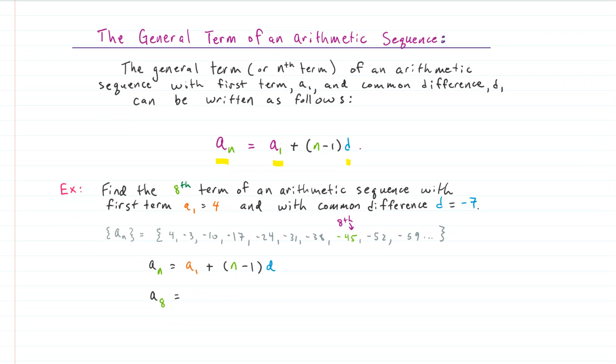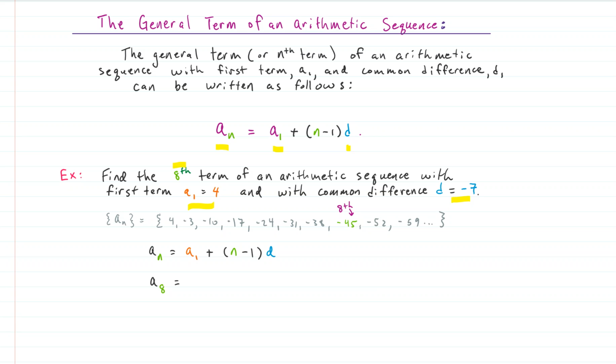So if we wanted to find the 8th term of an arithmetic sequence with the first term being 4, a sub 1 is 4, and the common difference is -7, then we could find a sub 8 by saying, well, what is the first term? The first term we said is 4, and then n is 8. 8 minus 1 is 7, and the common difference is -7. So 7 times -7 gives me -49, and I have 4 here. 4 minus 49 gives me -45.